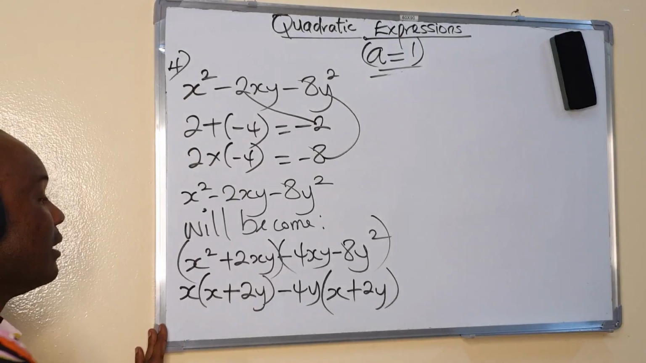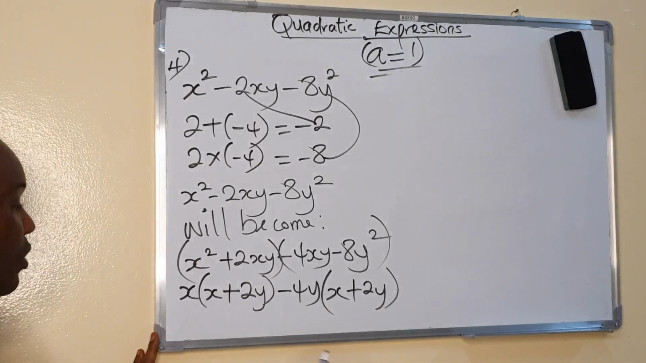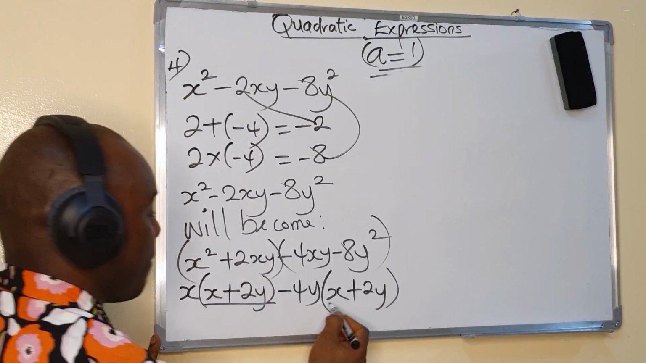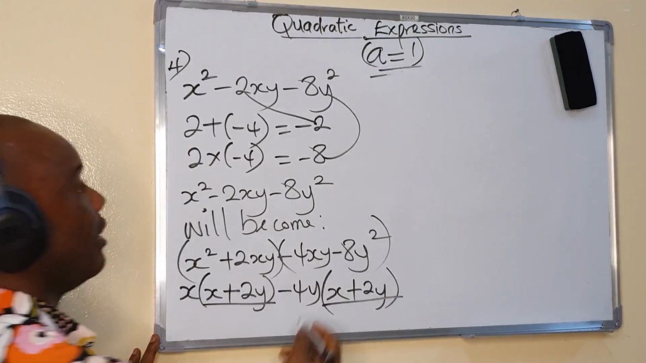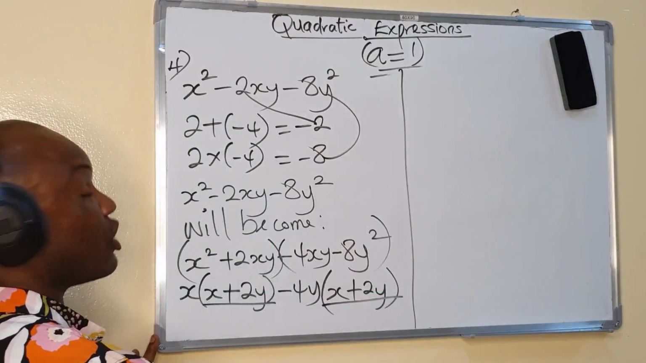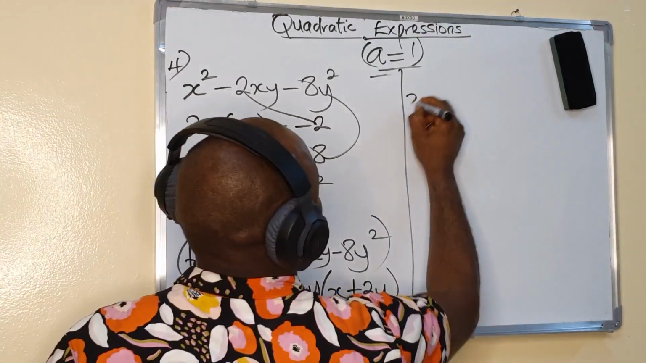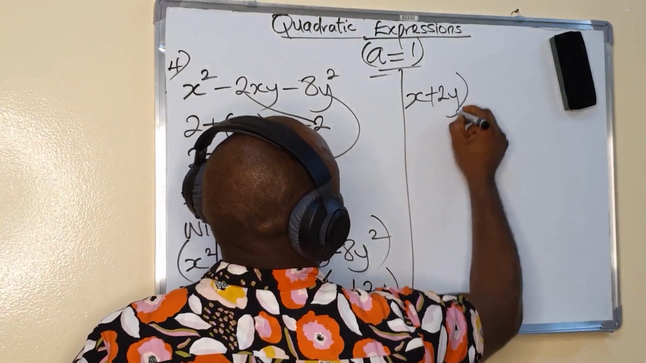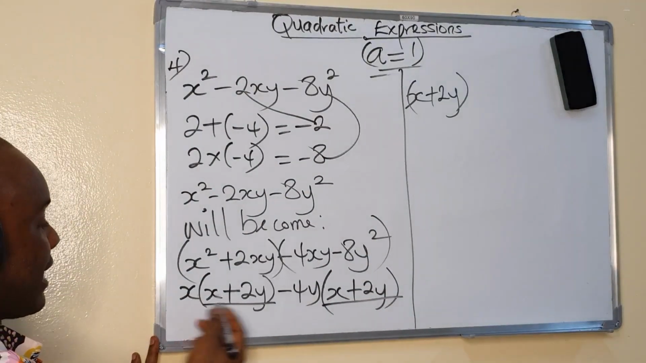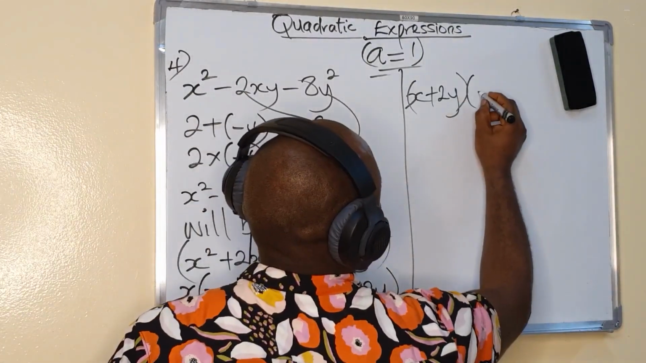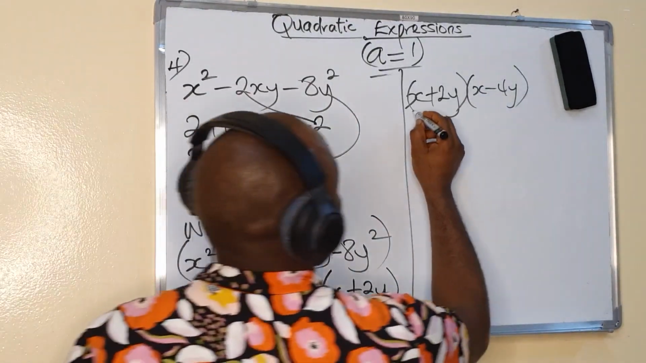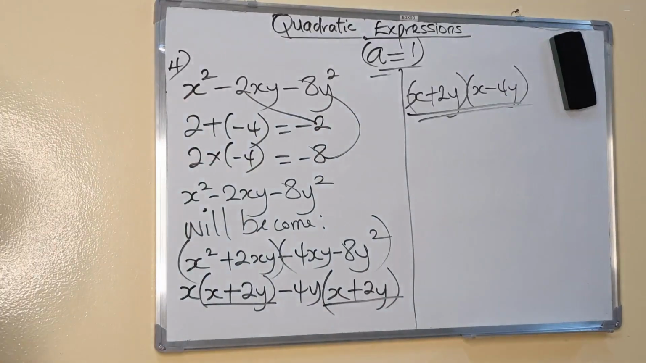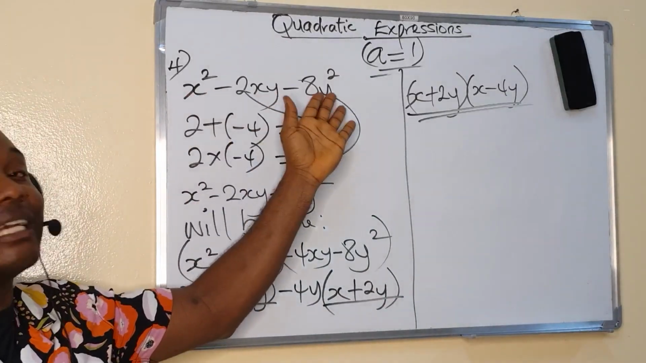So if you take a look at the level we have reached so far, you would notice that x plus 2y appears in both brackets. This implies that x plus 2y is common to both x and -4y. For that to happen swiftly and smoothly as well, I will have to factor it out this way. X plus 2y is thereby factored out, while x minus 4y will also be in the next bracket. Now this is it. We have ended up factorizing the expression x squared minus 2xy minus 8y squared.